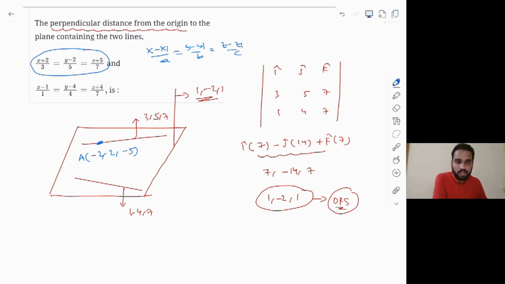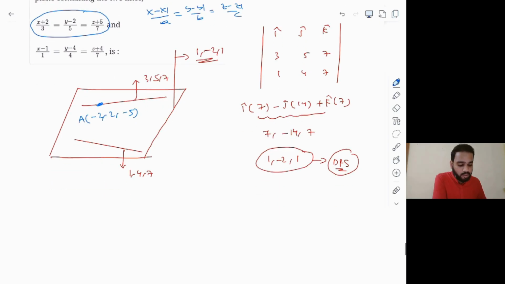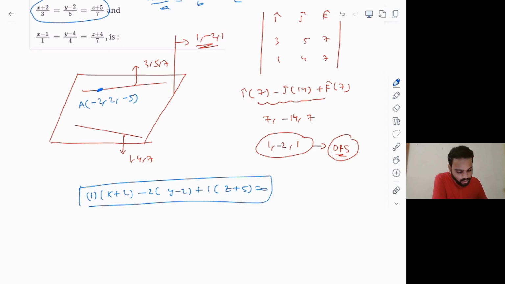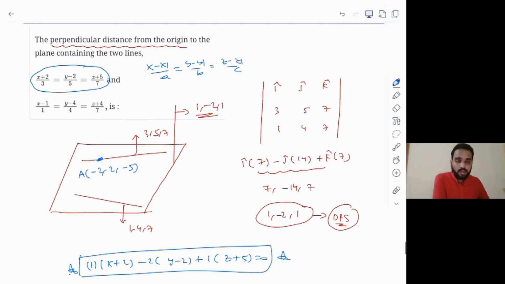There is a point on the plane which is A, and we have the DRs of the normal also. And what's our formula? The first form, a into x minus x1 plus b into y minus y1 plus c into z minus z1, right? So let us do that. DRs are 1, minus 2, 1, so which is 1 multiplied by x plus 2, because that's the point, and minus 2 multiplied by y minus 2, and plus 1 multiplied by z plus 5 is equal to 0. a into x minus x1 plus b into y minus y1 plus c into z minus z1 is equal to 0. So from there you will get the plane equation.